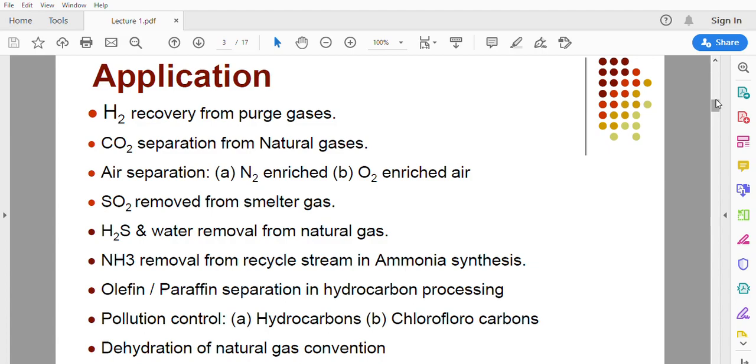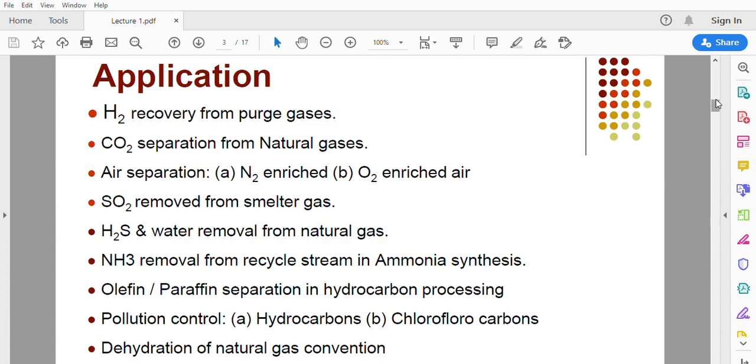In air the concentration of oxygen is around 21%. So for increasing the concentration from 21% to 35%, we can use the membrane based process, because here the requirement is to enrich the concentration of oxygen only. You need not separate the oxygen and nitrogen entirely. You just want to enrich the concentration of oxygen. So for this purpose you can efficiently use the membrane based process.